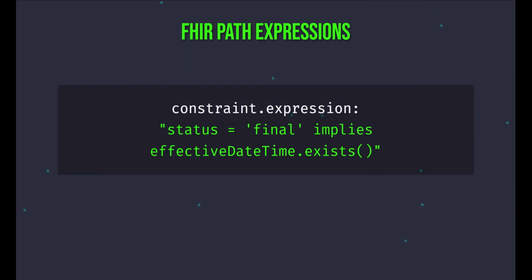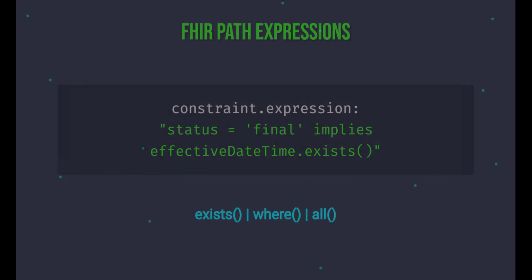FHIRPath provides a powerful expression language for defining complex cross-element constraints that standard cardinality checks cannot handle. These constraints are specified in the ElementDefinition.constraint array using the expression attribute. For example, ensuring that if observation.status is final, then observation.effectiveDateTime must be present. The validator executes this FHIRPath expression against the resource instance. If the expression evaluates to false, the constraint is violated. Implementing this requires a robust FHIRPath engine integrated into the validation framework, capable of handling functions like exists, where, and all.